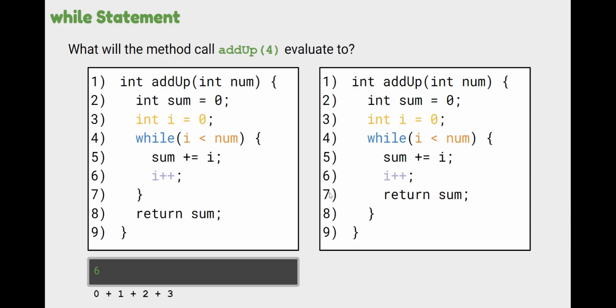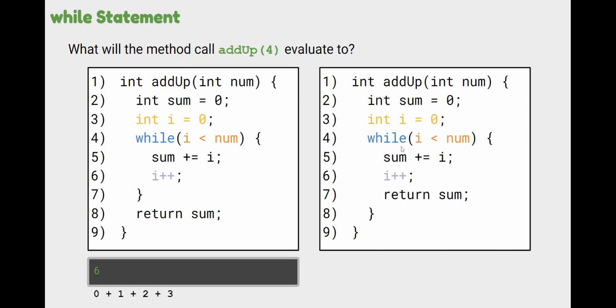On the right-hand side, we have a similar method with just one change. Lines 7 and 8 are swapped. Same question, what will the method call addUp4 evaluate to? This time, if we pass in a 4 for num, we're still going to set our sum to 0. We are still setting our iterator variable to 0.